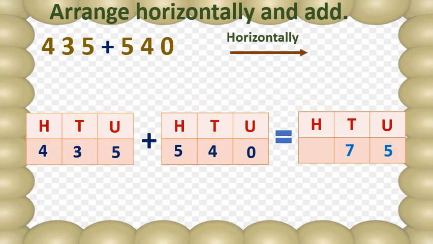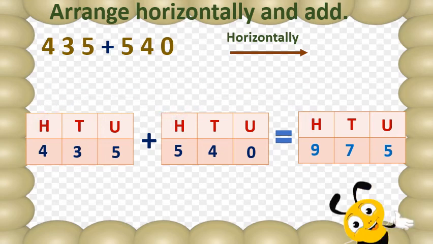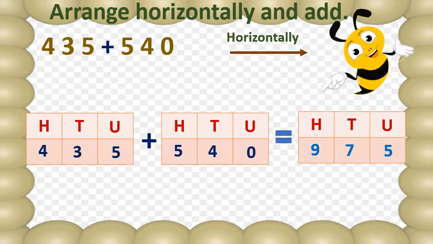Now we will move to the hundreds place. Now see here, 4 is there in the hundreds place and 5 is there in the hundreds place. So we will add 4 plus 5. Okay. And where will we write the answer? In the hundreds place. So we will write 9 in the hundreds place. Okay. Friends, remember this is horizontal arrangement.